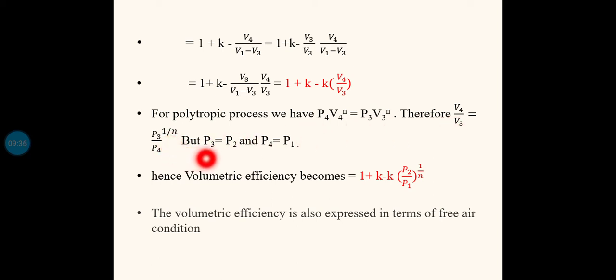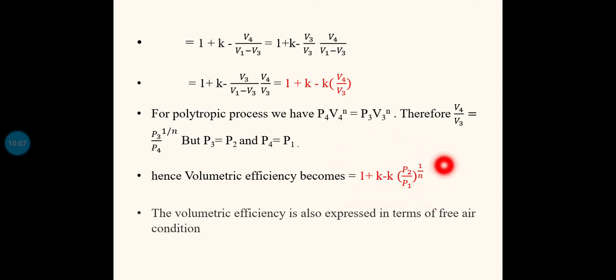But P3 equal to P2 and P4 equal to P1. Therefore, in the final equation, instead of V4 by V3, we can write P2 by P1. Instead of P3 I am writing P2, and instead of P4 I am writing P1. So V4 by V3 becomes P2 by P1 all raised to 1 by n. So the final expression for volumetric efficiency becomes 1 plus K minus K into P2 by P1 all raised to 1 by n. This is the equation to calculate the volumetric efficiency.